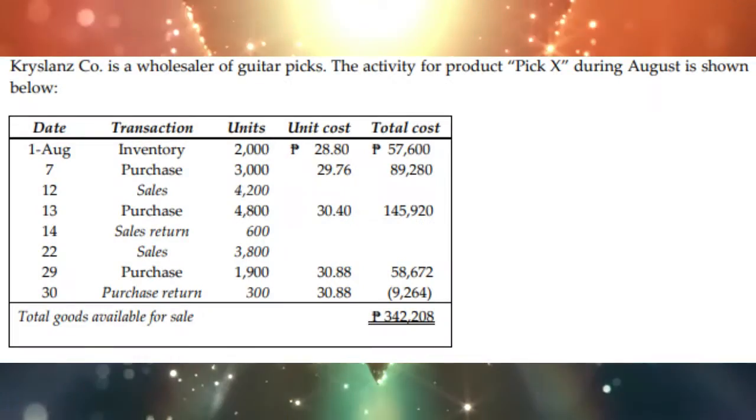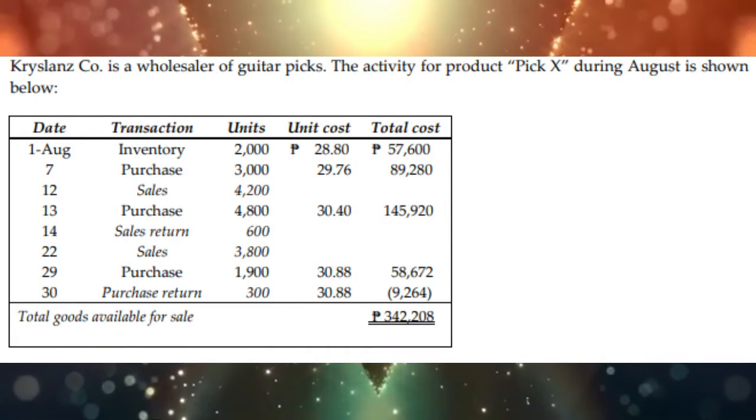Next is to get the net purchases in units. So, how to get the net purchases? As you saw on the table, it has different purchases. So, we have to add all purchases deducted by the purchase return. So, our net purchase, we have 3,000.